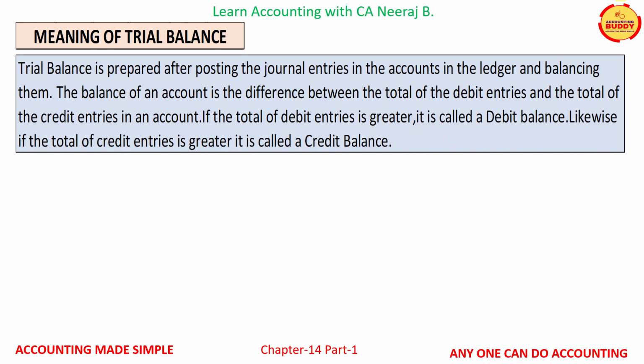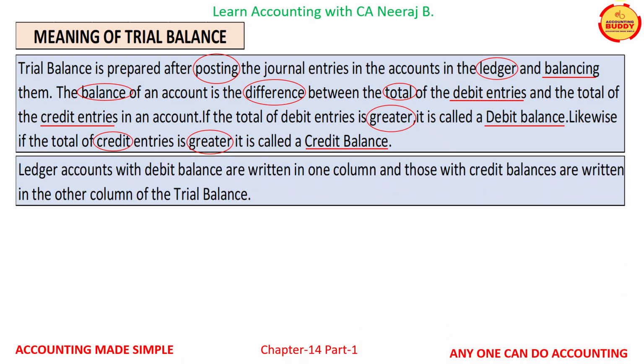Trial balance is prepared after posting the journal entries in the accounts of the ledger and balancing them. The balance of an account is the difference between the total of the debit entries and the total of the credit entries in an account. If the total of the debit entries is greater, it is called the debit balance. Likewise, if the total of credit entries is greater, it is called the credit balance. Ledger accounts with debit balances are written in one column and those with credit balances are written in another column of the trial balance.